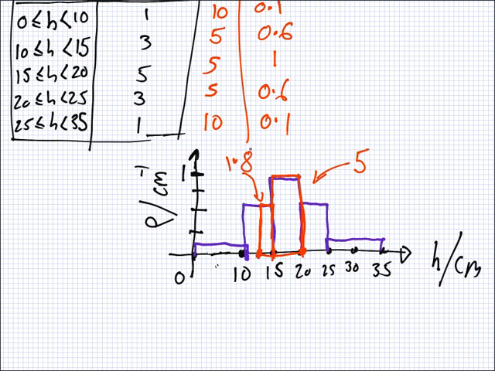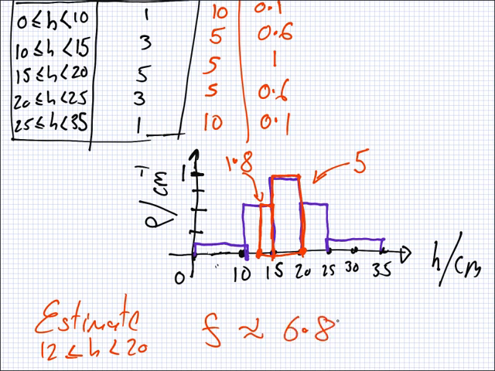So now it's only an estimate. So we estimate between 12 and 20 the frequency will be roughly 6.8. Yeah, it was 0.6. You can see it there.